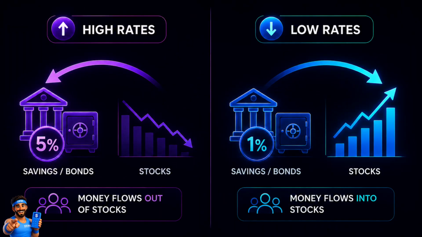Principle 1, when interest rates are high, bonds and savings accounts start to look more attractive relative to stocks. If I can earn 5% guaranteed in a savings account, why would I take the risk of putting money in the stock market? So higher rates can pull money away from equity.